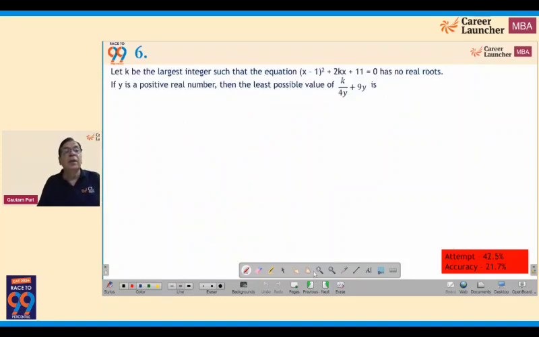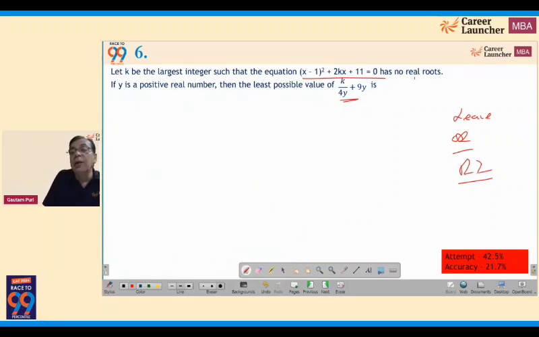Okay. Let k be the largest integer such that this equation has no real roots. If y is a positive real number, then the least possible value of this expression, leave. Or round 2. Not to be attempted in round 1. Why? No real roots is easy to handle. That means discriminant is less than 0. But is it the straightforward equation? No, it is not. After that, it is still talking about least possible value of this expression.